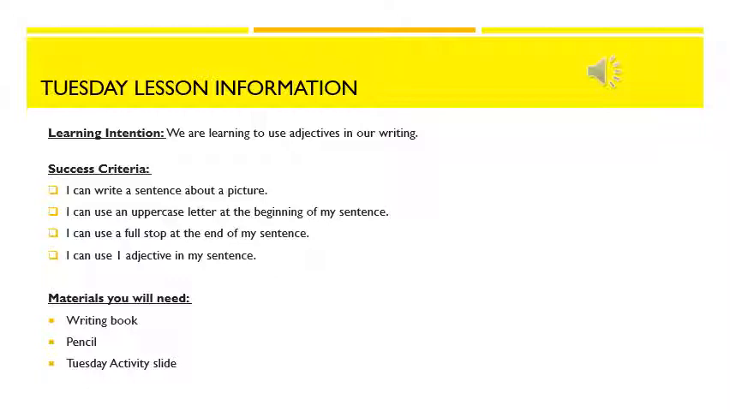Today we are learning to use adjectives in our writing. To be successful, you should be able to say and do these things. I can write a sentence about a picture. I can use an uppercase letter at the beginning of my sentence. I can use a full stop at the end of my sentence. I can use one adjective in my sentence.